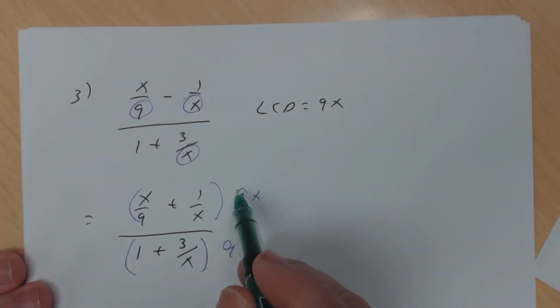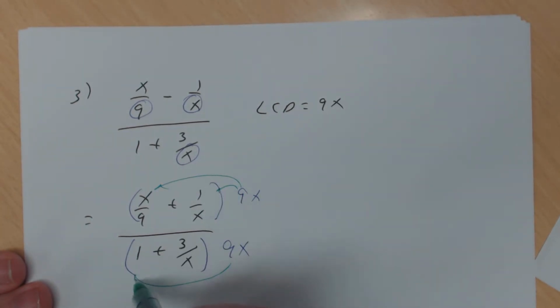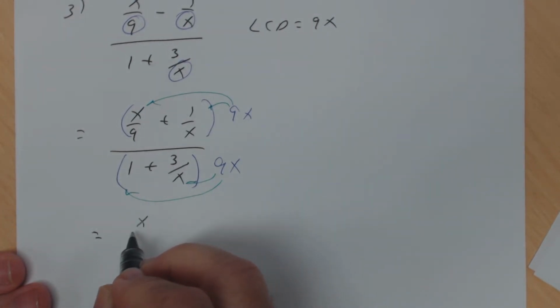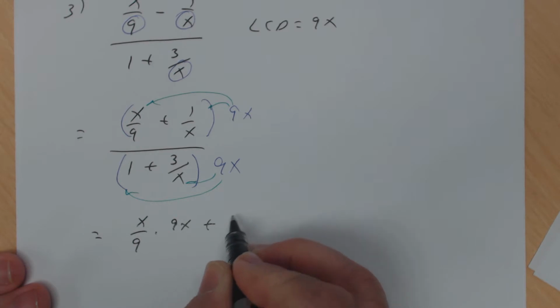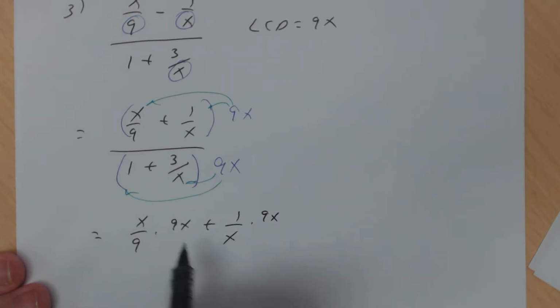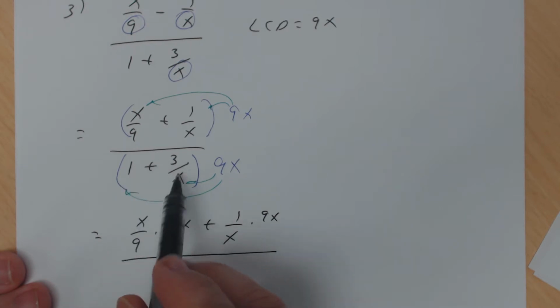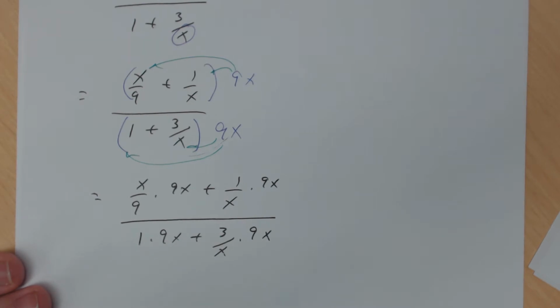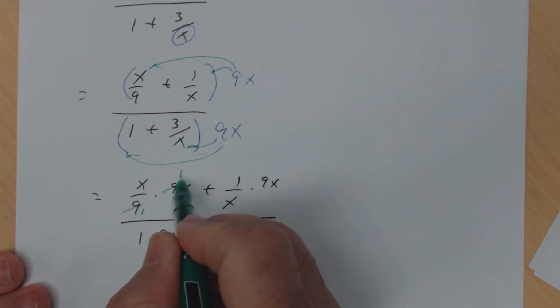Alright, so now you can get rid of the parentheses and distribute. And don't forget, you may want to rewrite that step. So this is really x over 9 times 9x, minus 1 over x times 9x. So both of those fractions have to be multiplied by the LCD. Same thing here: 1 times 9x plus 3 over x times 9x. Okay? Now once you do that, the next step is to reduce. These 9's divide out.